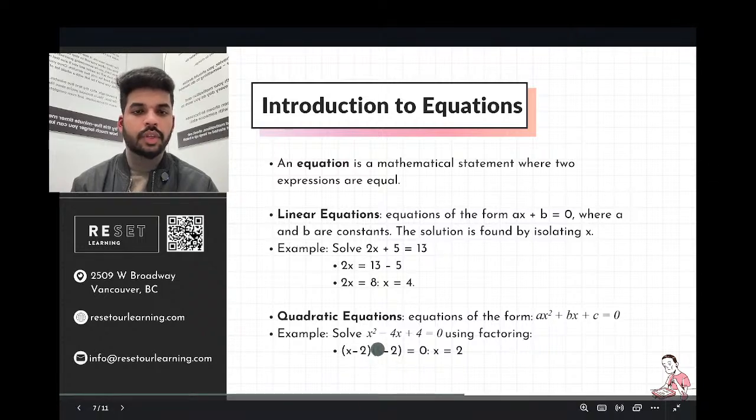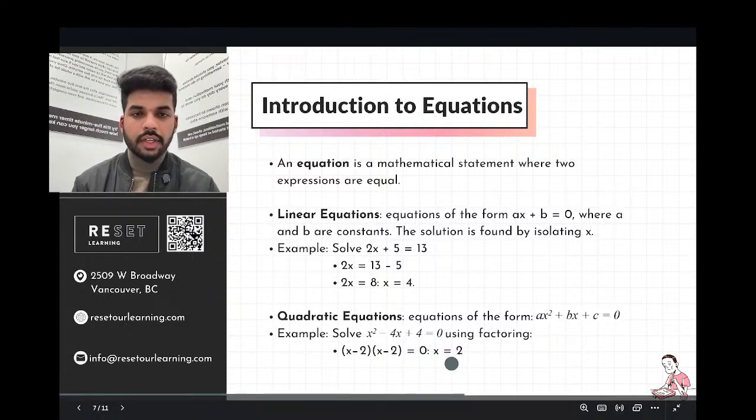x minus 2 times x minus 2 is 0, and then we get just one solution in this case. Again, we can have multiple. Let's say it could be x minus 2, x minus 1. That's fine as well. In that case, we get two possible solutions. If we plug the solution back into the original equation, we should get 0.